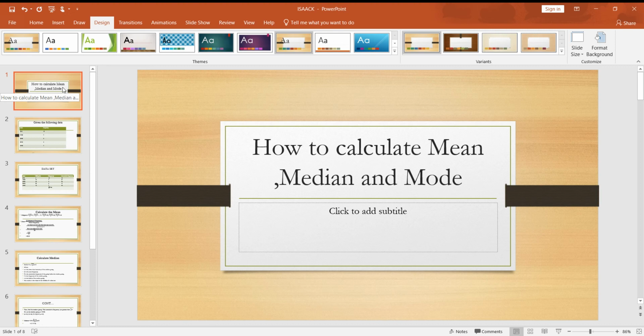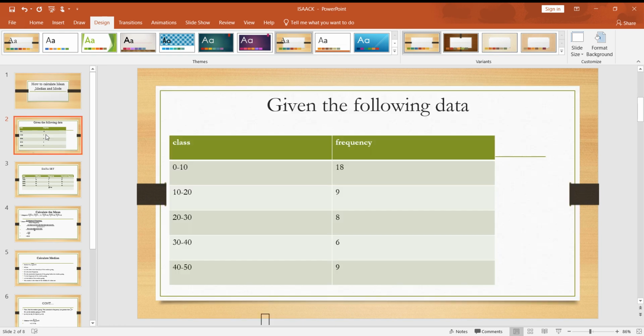Our today's session is to calculate the mean, median, and the mode. Given the following data, that is a group data that has a class of 0 to 10 and frequency of 18, 10 to 20 has a frequency of 9, 20 to 30 has frequency of 8, 30 to 40 has frequency of 6, 40 to 50 has frequency of 9.